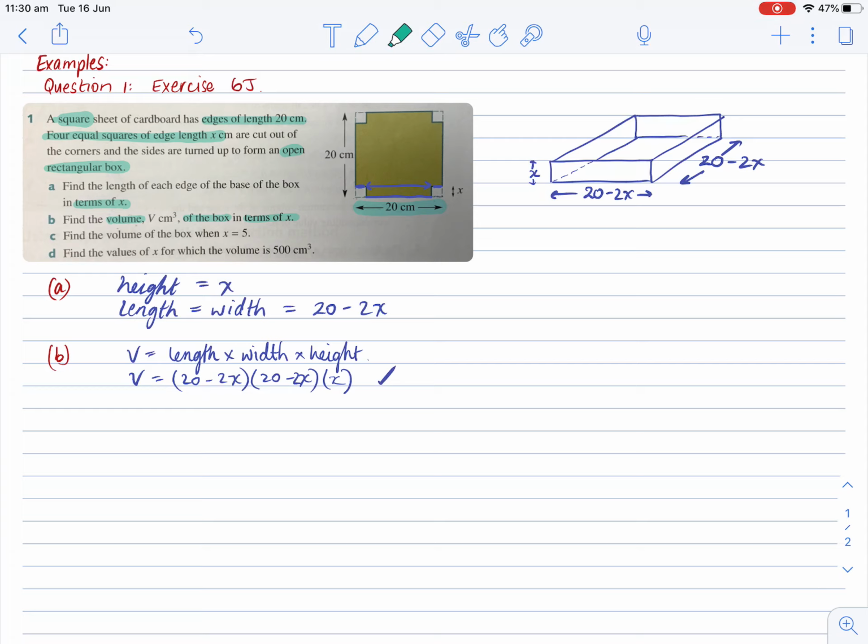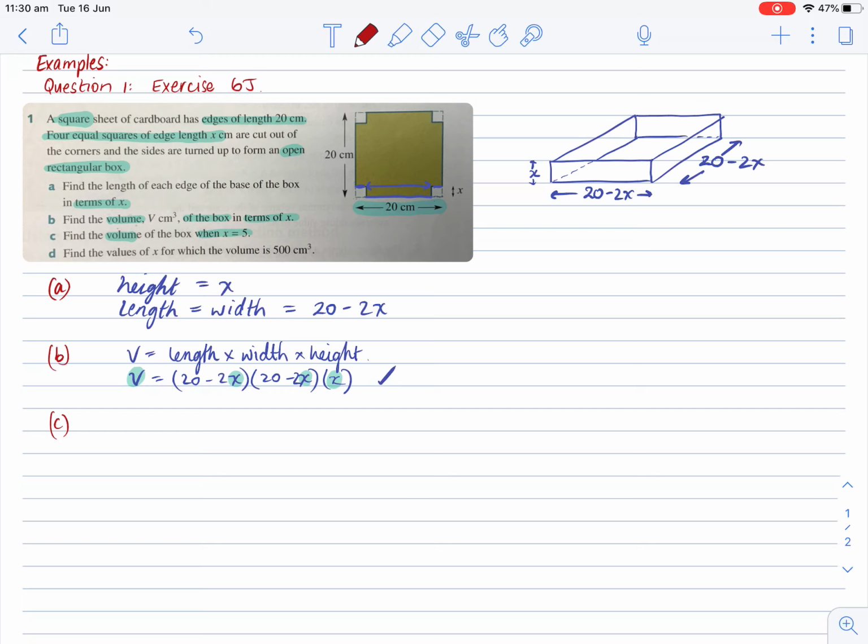Okay, part C. Find the volume of the box when x equals 5. Alright, so they haven't used the word substitution here, but they are telling me that they want me to work out what V is when I know that the x value is 5. So you need to interpret what it's actually asking you to find.